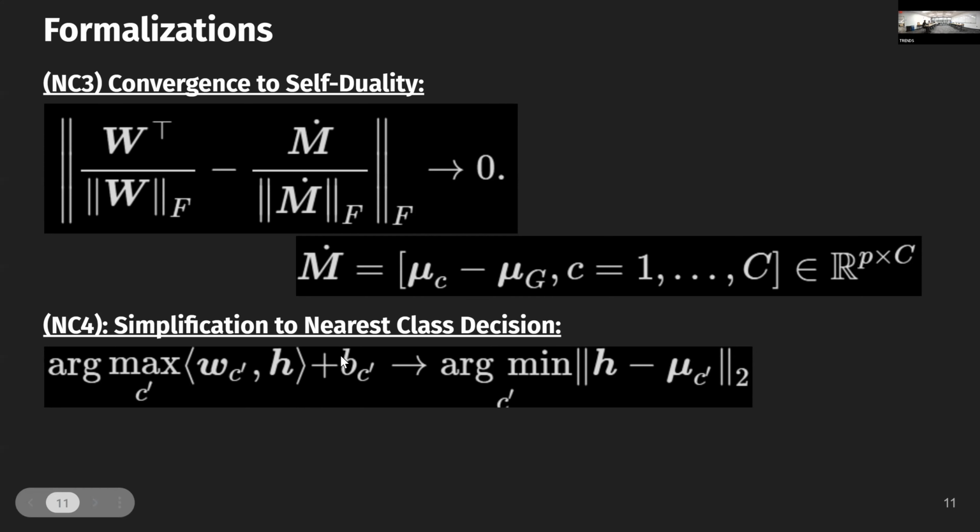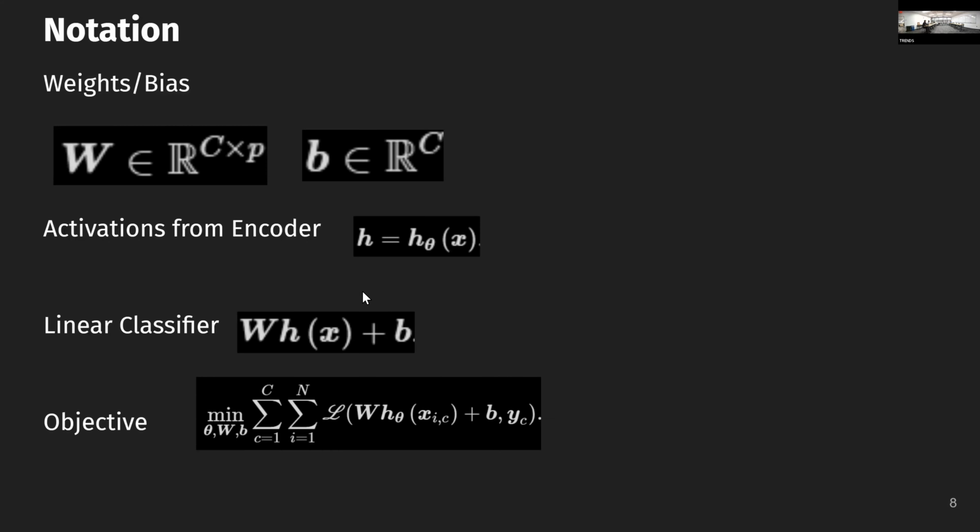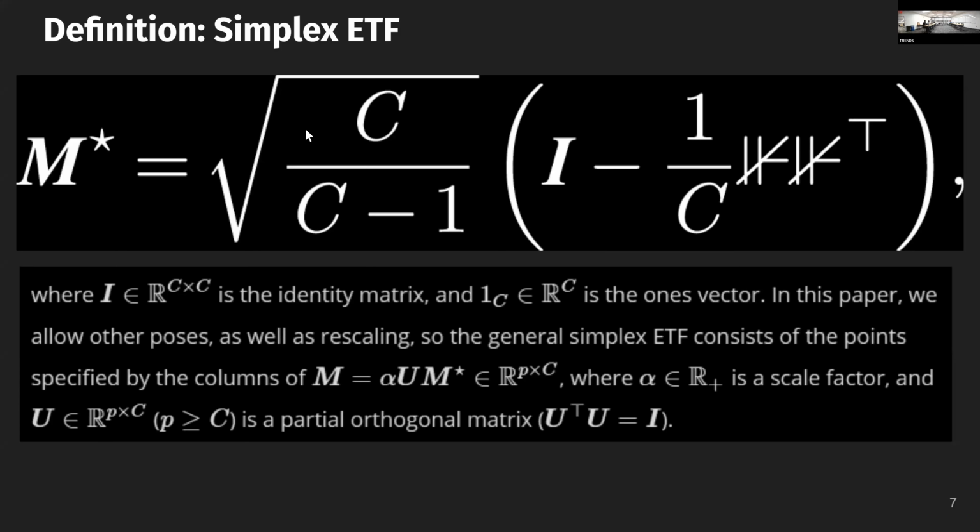Can you define that delta before? M star was the simplex. So M star is the simplex.